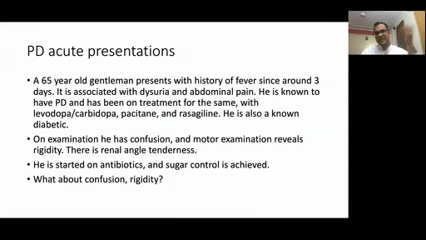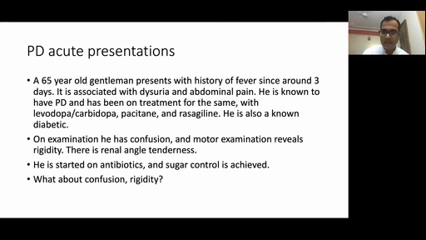So this is something which is relevant to internal medicine graduates. Acute presentations in PD. So a very common picture: a 65-year-old gentleman presents with history of fever, has dysuria and abdominal pain. He's known to have Parkinson's disease, is on 3 drugs, and is also a known diabetic.